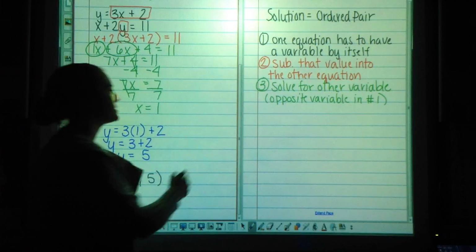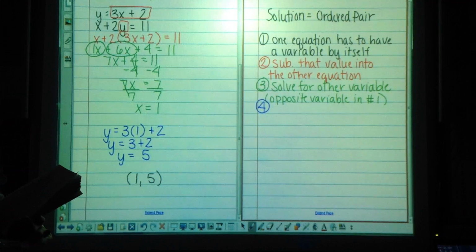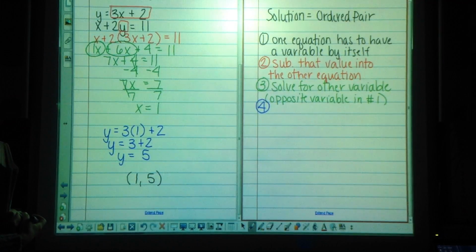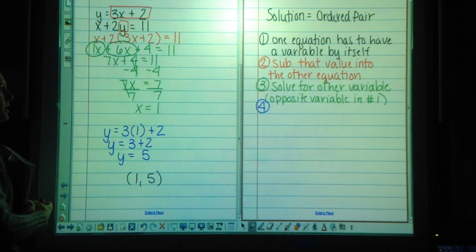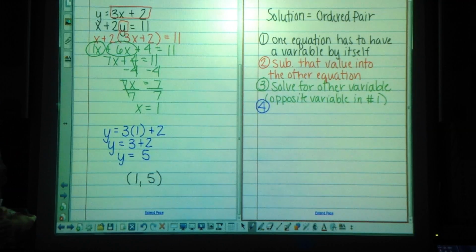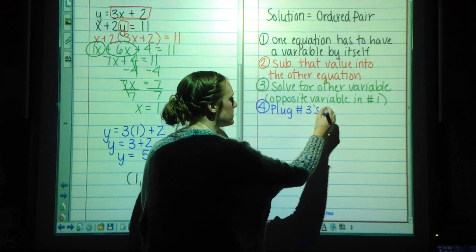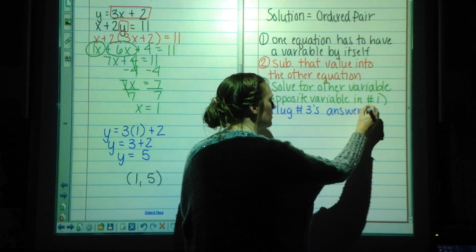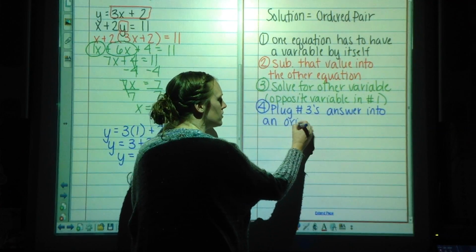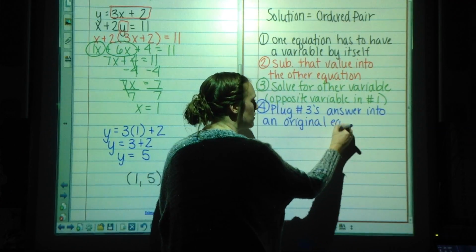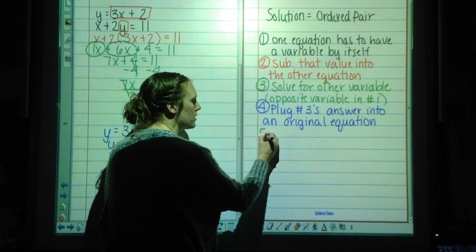Okay, so we have to catch our steps up over here. We have to add a step 4. Solve for the other variable, opposite in number 1. We got an x equals, so now you're going to plug number 3's answer into an original equation. And then form an ordered pair.